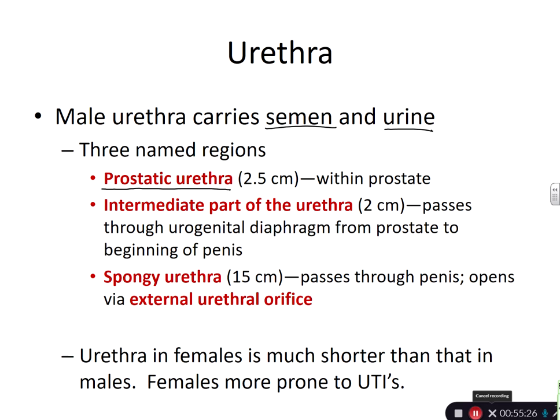Then you have the intermediate part of the urethra. This is going to pass through the diaphragm, those urogenital diaphragm muscles, and into the beginning of the penis. And then the spongy urethra. And this one is basically going to pass through the genitalia, pass through the penis.